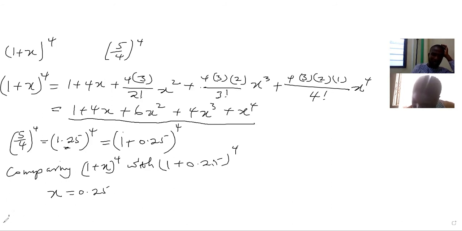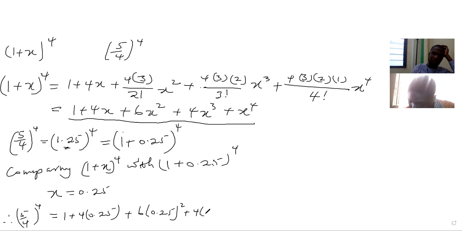So that means that therefore 5 over 4 all power 4 is equal to 1 plus 4 into bracket 0.25, plus 6 into bracket 0.25 all squared, plus 4 into bracket 0.25 all cubed, plus 0.25 power 4. Give me the breakdown one by one.